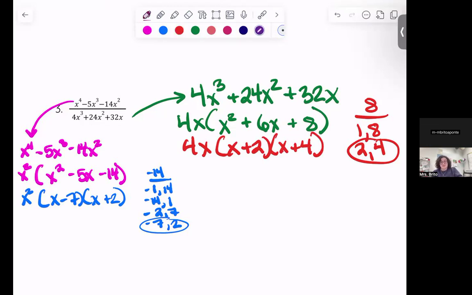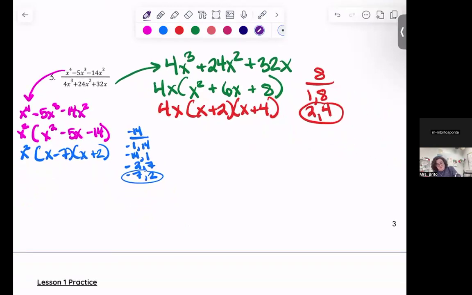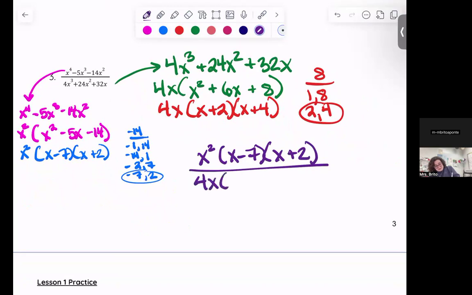So I took my numerator, factored it out, took my denominator, factored it out. Now I have to smush it all back together. I don't have a lot of room. X squared times x minus 7 times x plus 2 over 4x, x plus 2, x plus 4. I'll give you a second to let that sink in. I took my numerator and factored it, I took my denominator and factored it, and then I put it back together. So it's the numerator over the denominator.